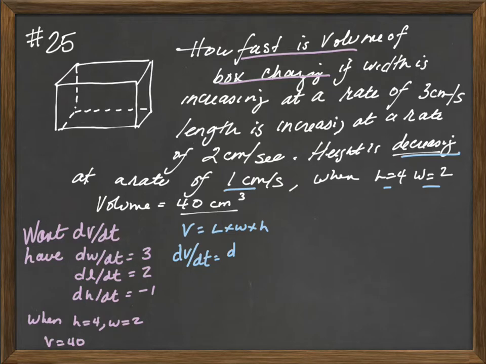Okay, so we want how fast the volume is changing, so dV/dt. We have dw/dt, dl/dt, dh/dt. So when h equals 4, w equals 2, and V equals 40. The first thing we want to do is use our volume, length times width times height, and dV/dt is equal to, I guess this is dl/dt.